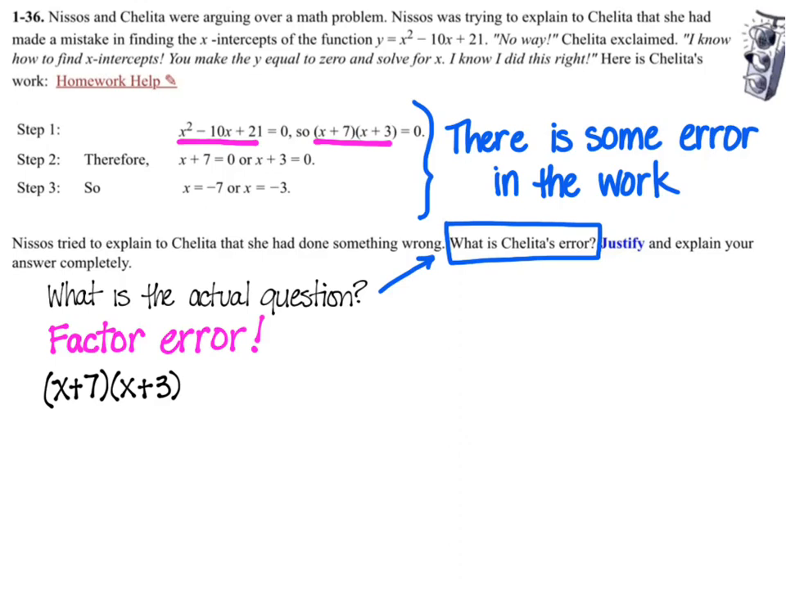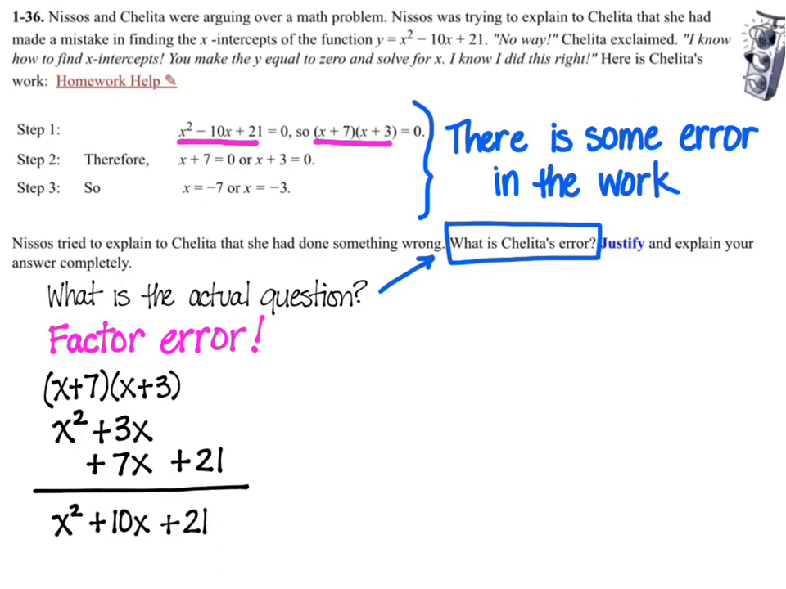So let's look at what Chalita had said. She said that x plus 7 times x plus 3 is the factorization of this quadratic. If we multiply that out, we're going to do the distribution, some of you will call it the FOIL. We've got x times x is x squared. Then x times 3 gives us 3x. Then 7 times x gives us 7x, and I lined those together. And lastly, 7 times 3 is 21. When you combine that all together, you get x squared plus 10x plus 21.